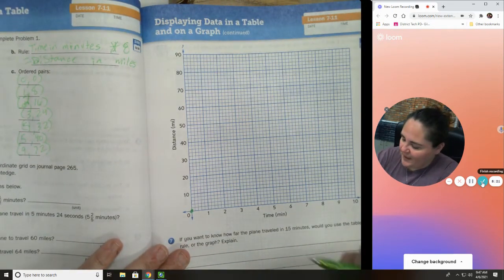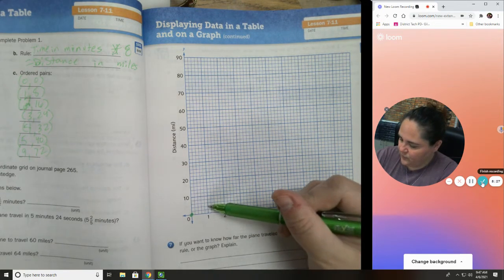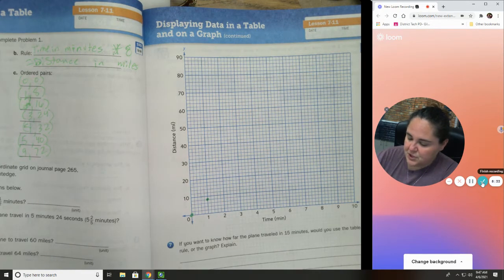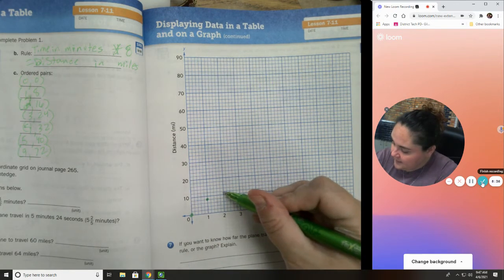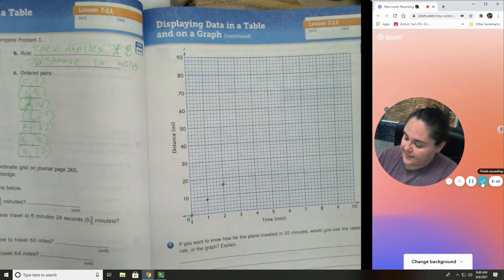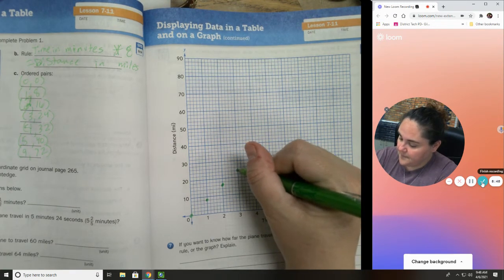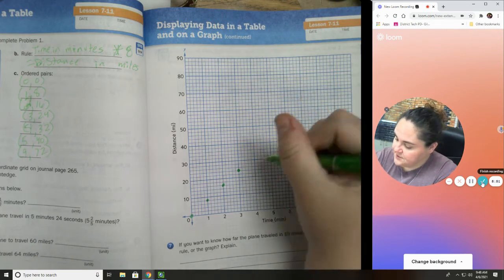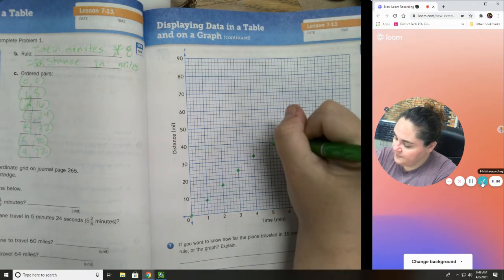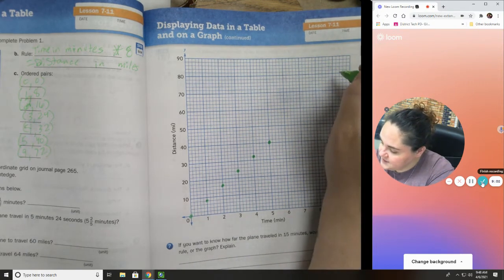My next ordered pair is 1, 8. Okay, so I know that going up, each line is counting by 2s. So 2, 4, 6, 8. So 1, 8 would be right here. 2, 16. Okay, so 10, 12, 14, 16. 3, 24. 22, 24. 4, 32. 5, 40. And then the next one we did was 9, 72.